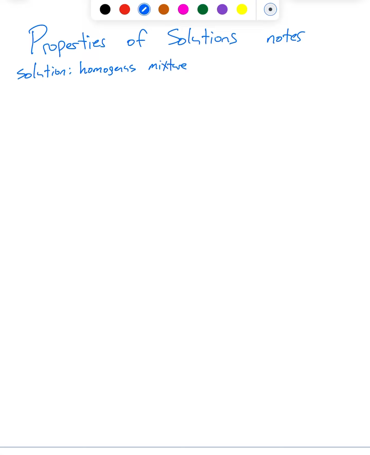A homogeneous mixture. Homogeneous means that it is the same throughout. The opposite of this would be the prefix hetero. So homogeneous means the same throughout. Hetero means opposite or other. So a solution is a homogeneous mixture.